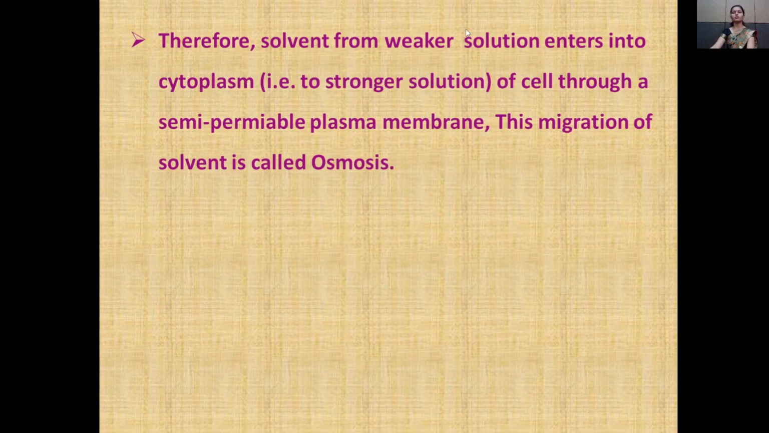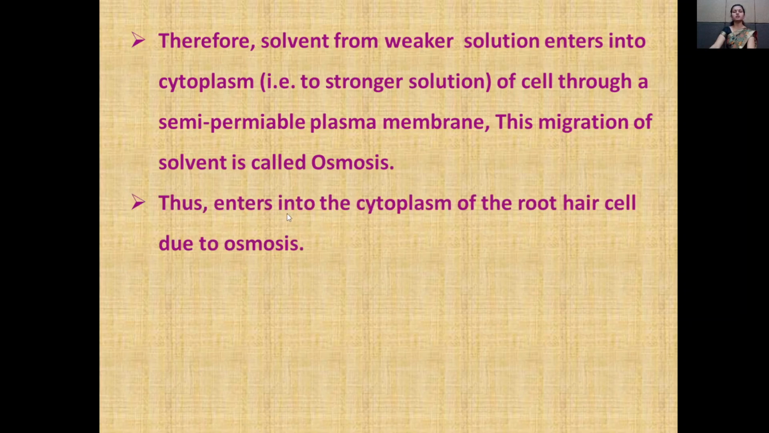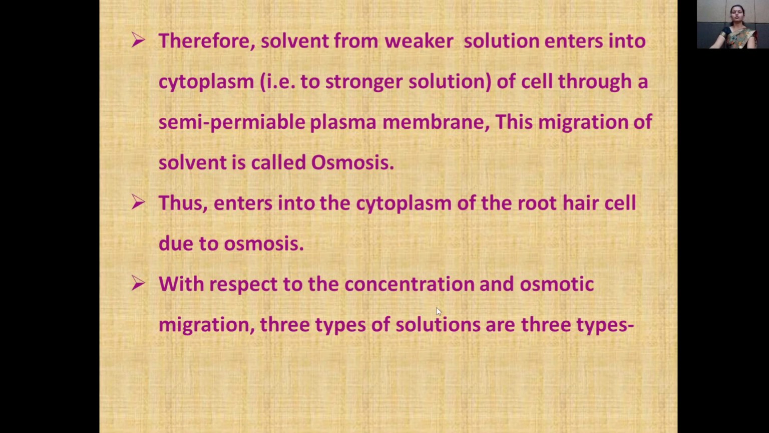Therefore, solvent from the weaker solution enters into the cytoplasm, that is the stronger solution of the cell, through a semi-permeable plasma membrane. This migration of solvent is called osmosis. See this point: the solvent moves from the weaker solution to the stronger solution. This process is called osmosis. Thus, water enters into the cytoplasm of the root hair cells due to osmosis. With respect to concentration and osmotic migration, there are three types of solutions: hypotonic, hypertonic, and isotonic.